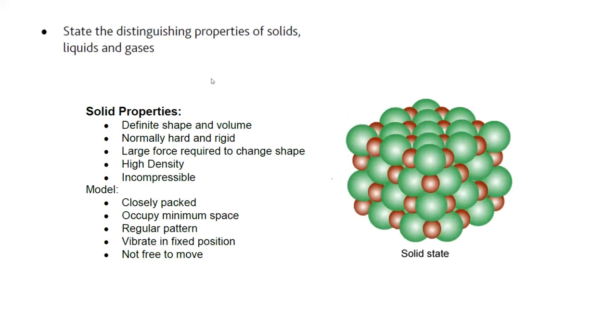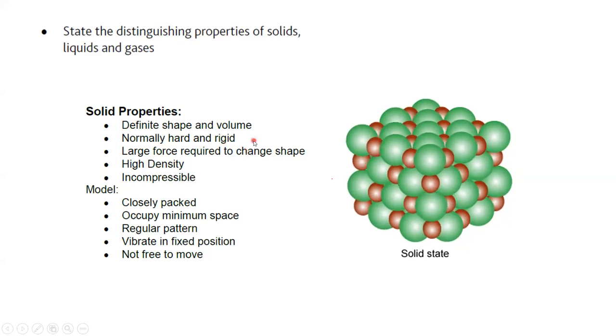The first one, the properties of the solid. They have a definite shape and volume. So when you have a solid, it will have a regular or a definite shape, as well as it will occupy a fixed space. And solids are normally hard and rigid.